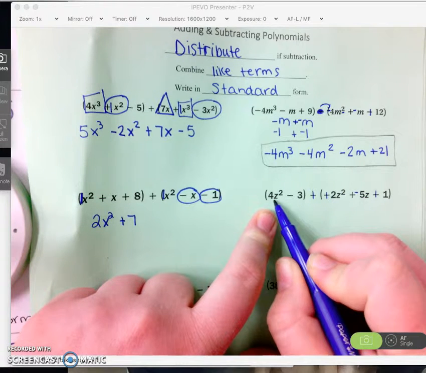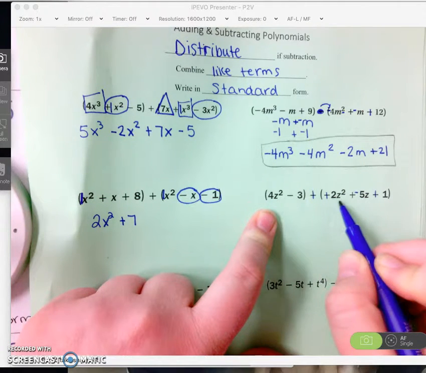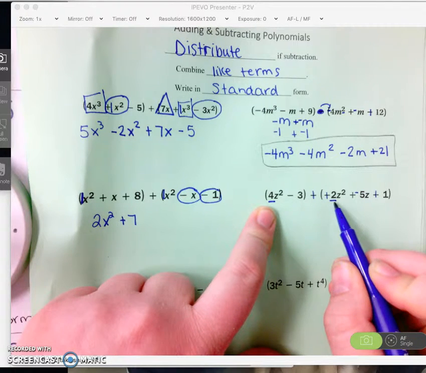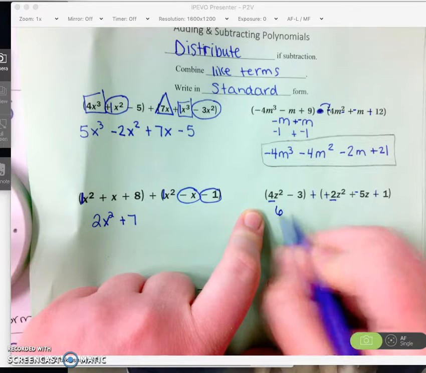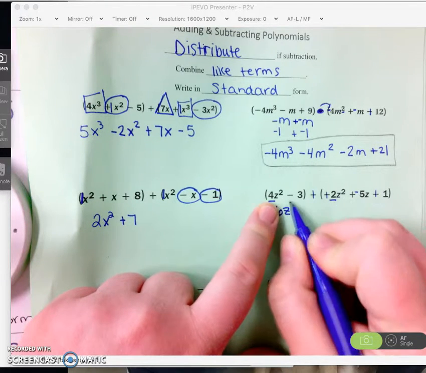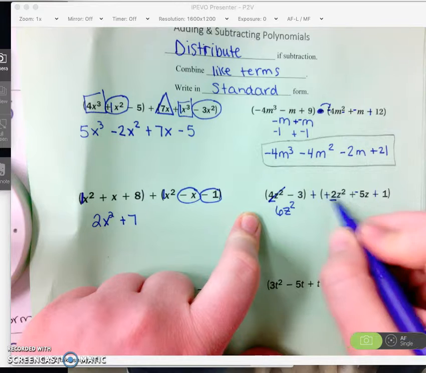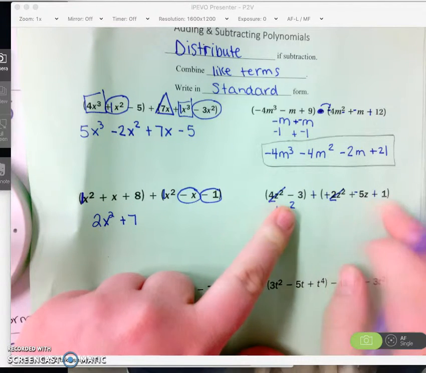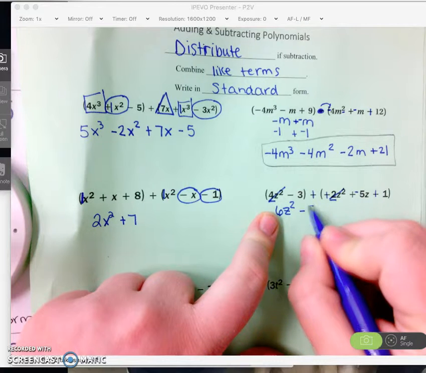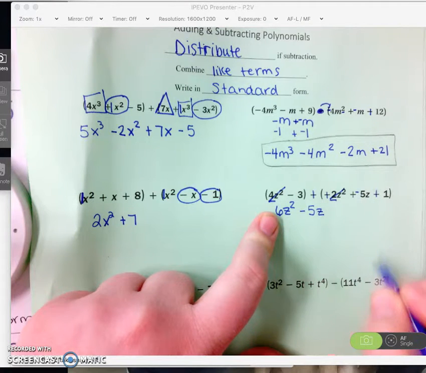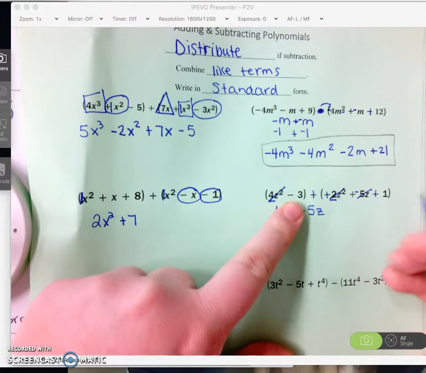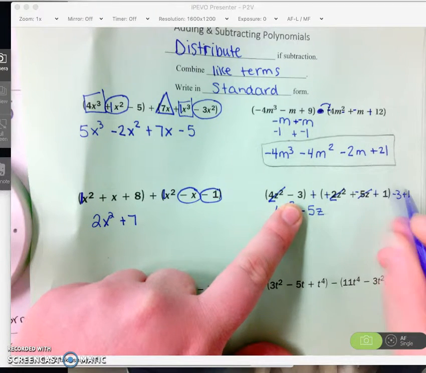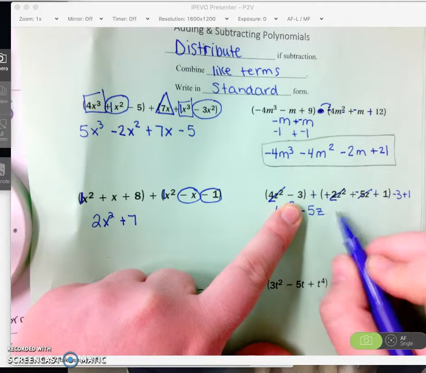So I have 4z squared, 2z squared. Remember, if I'm adding or subtracting, I just add or subtract the coefficients. So now I have 6z squared. So I got rid of those. Now I don't have any other, just z's, so it's that negative 5z. And then this negative 3 plus 1, I'm just doing my work over here, becomes a negative 2.